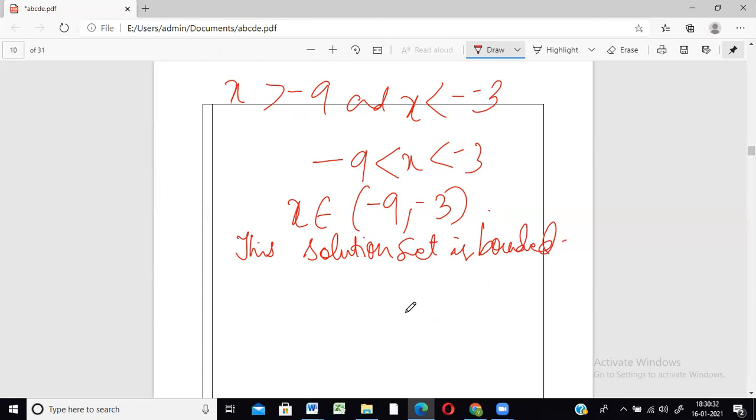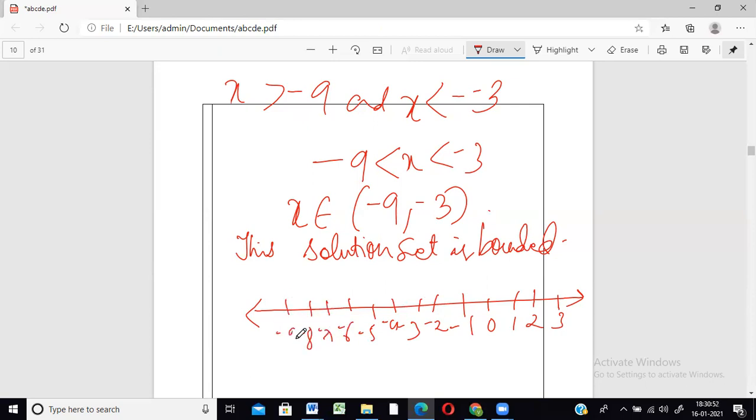Now since this solution set is bounded, we have to always, as I said, represent this on the number line also. So how are we representing it on the number line? Suppose I write all the positive numbers. Anyways, we are just concerned about the negative over here. -4, -5, -6, -7, -8, -9, -10. Suppose you have something like this, and then -9 and -3. Are -9 and -3 included? They are not included. That is why I've written this round bracket. If it would have been included, agar hota to we would have used this square bracket, right? So it would have been something like -9 comma -3 with square brackets. But this time it is not included, hence the round brackets.